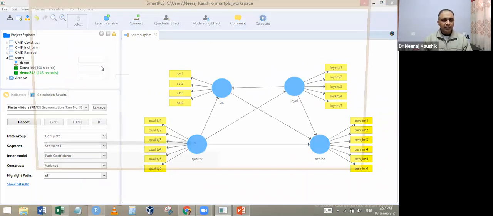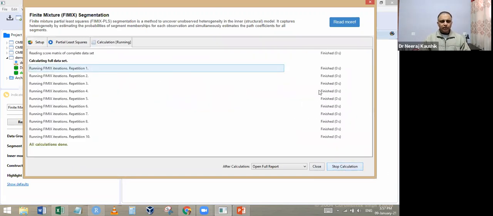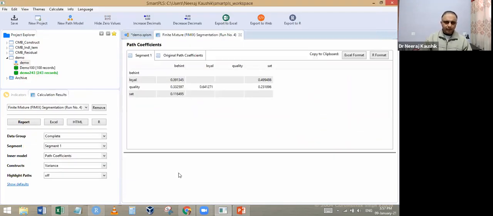In FMix, by default, I will say cluster number 1. It is iteration. By default, it's a very large number. I have reduced it to 100. You go with the default. I reduced it to 100 because otherwise it will take a lot of time. By default, start calculation is not activated. Click it once and then start calculation. It will work on it and it says it's done.